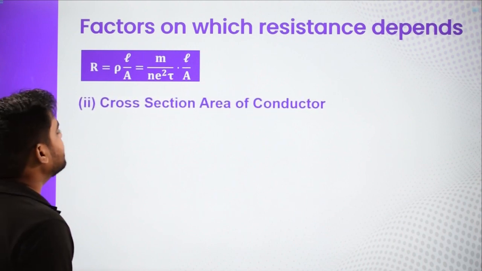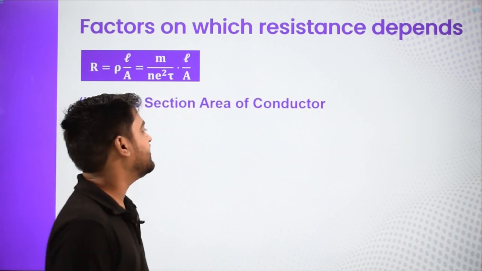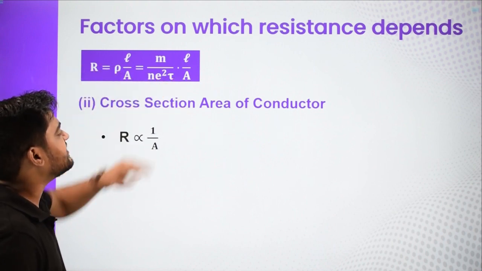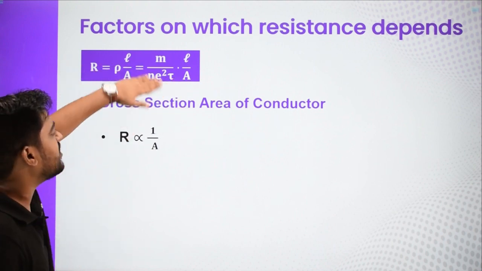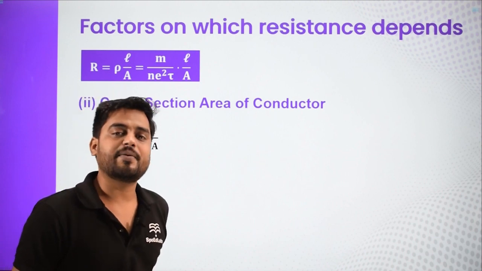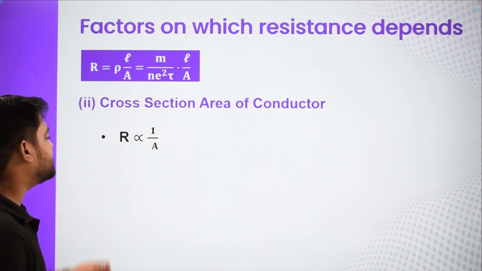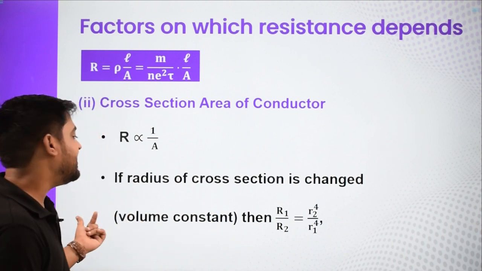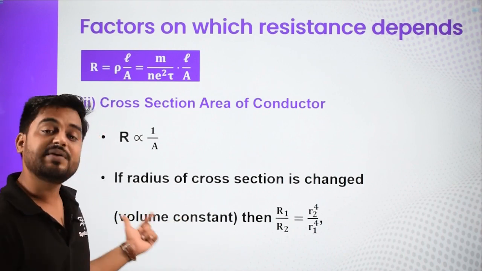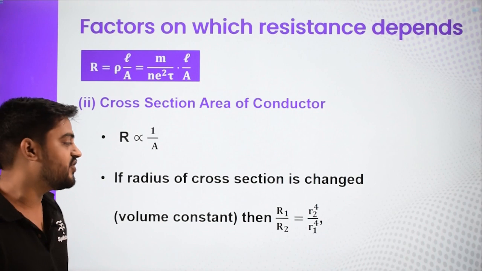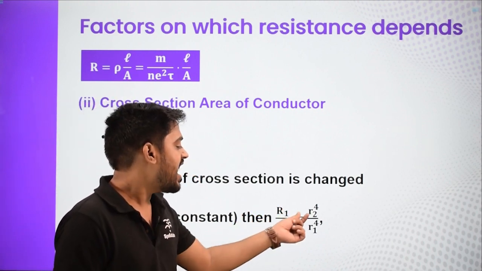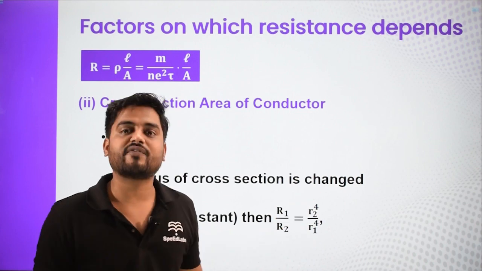Next factor is cross section area of the conductor. So here you can see that R is inversely proportional to area of cross section. These all things are constant for given temperature. So we can say that R is proportional to 1 by A. But again, if we are talking about the radius of cross section being changed, given that volume is kept constant, then our initial resistance upon final resistance is R2 upon R1 whole raised to power 4.